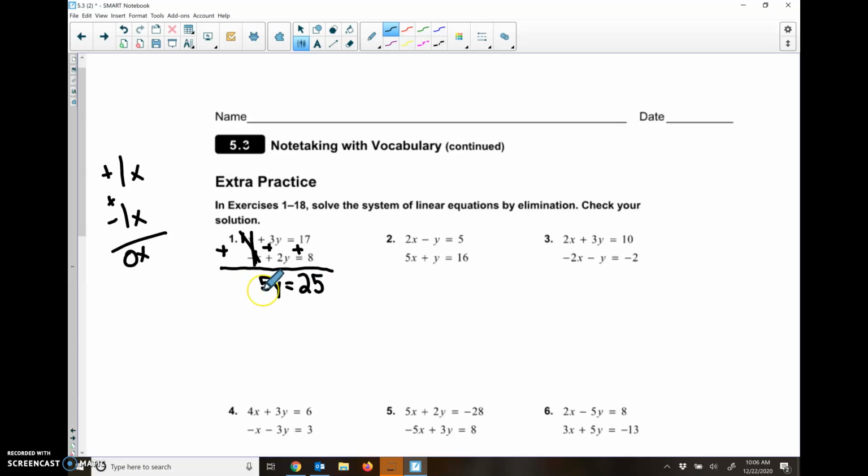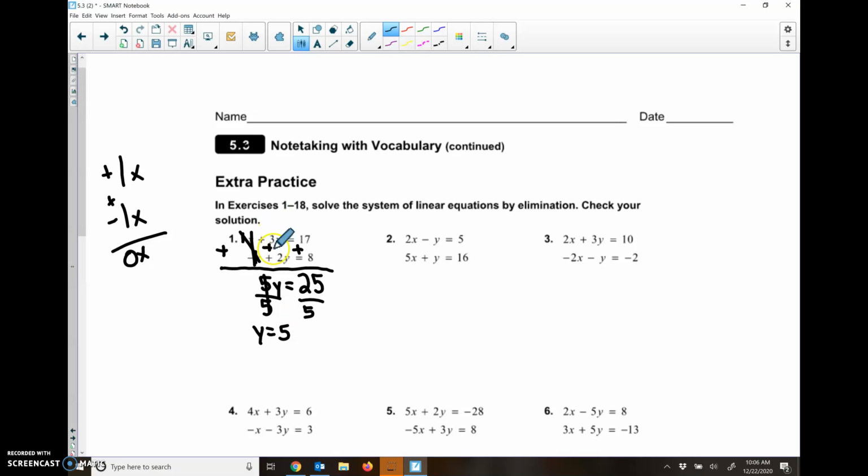So now you can already tell we're one step away from solving for our y. So it's 5 times y. I'm going to divide both sides by 5. So I just figured out y equals 5. And I think that was pretty quick. We didn't have to rearrange anything or anything like that. So I like this style the best.